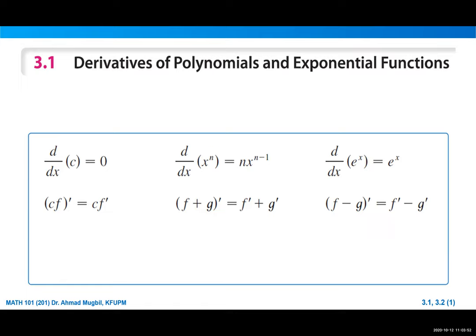The derivative of a constant is zero. The derivative of the power function is n x to the power n minus one. The derivative of the exponential function is itself. If you have a constant multiplied by a function, the derivative will be the constant multiplied by the derivative. Also, the derivative of the sum is the sum of the derivatives, and the derivative of the difference is the difference of the derivatives.